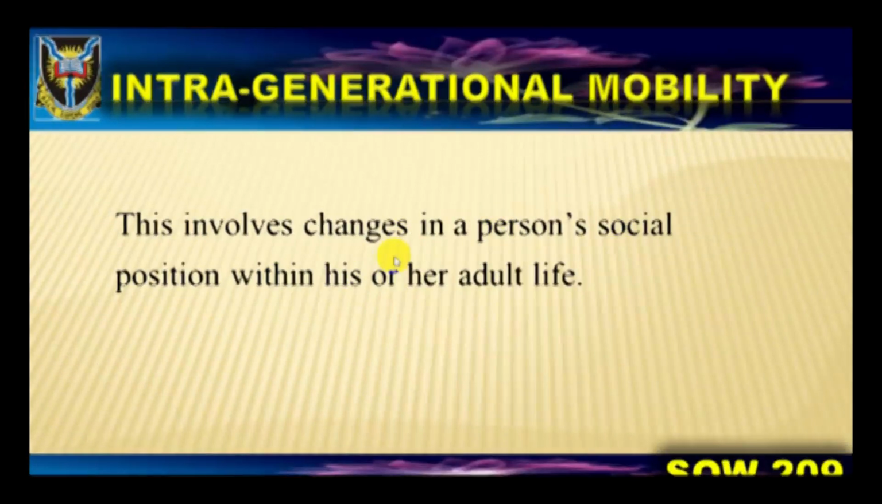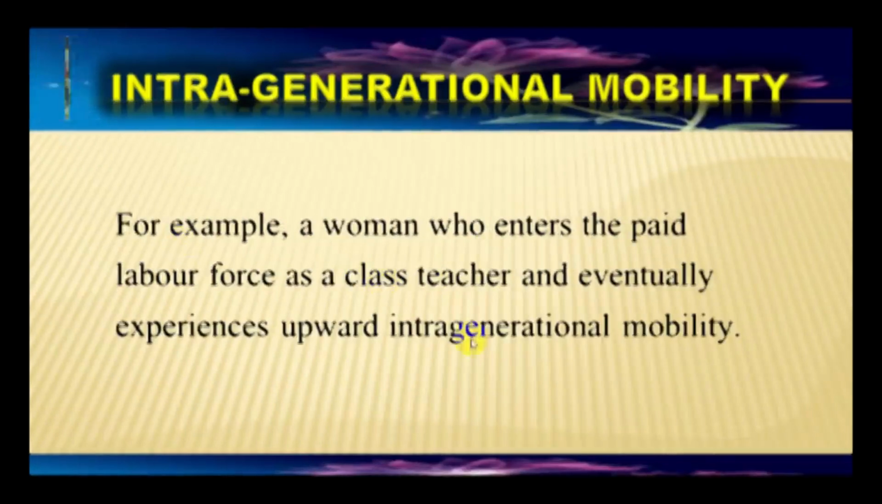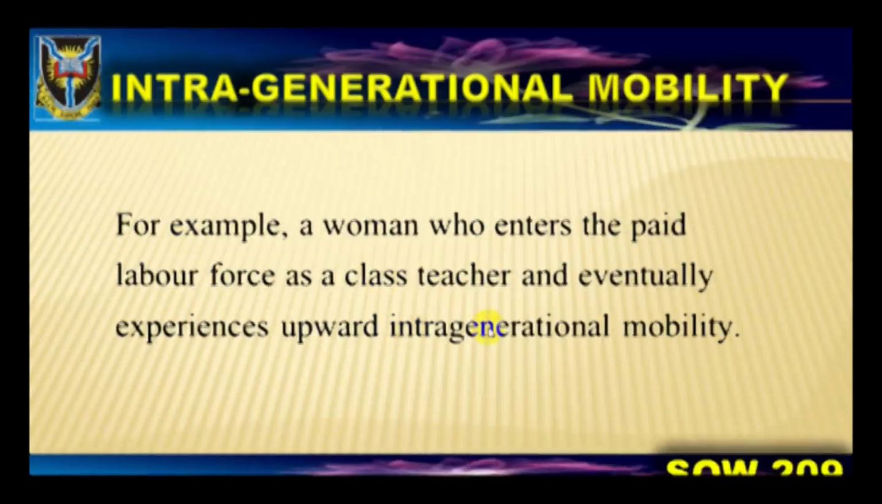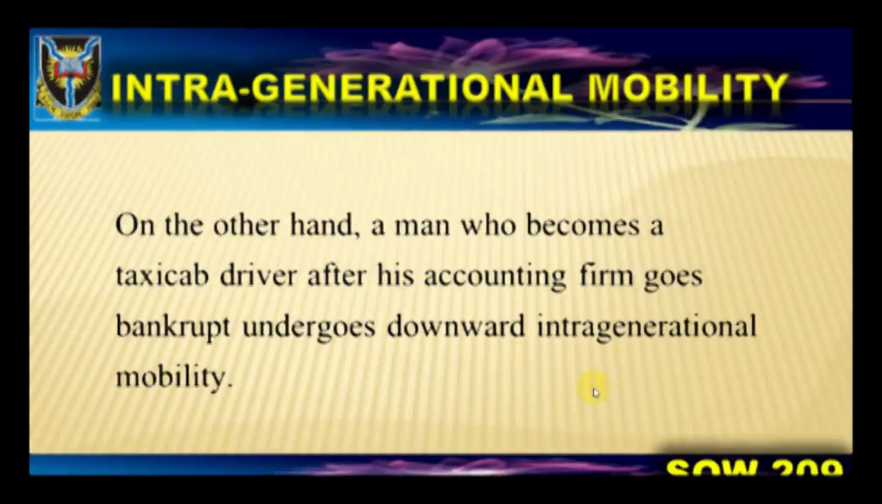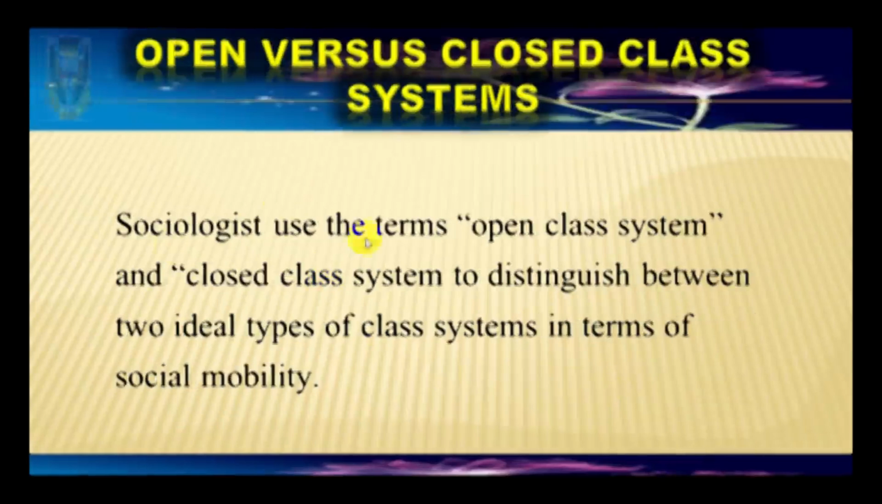Intragenerational mobility. This involves changes in a person's social position within his or her adult life. For example, a woman who enters the paid labor force as a class teacher and eventually becomes a principal experiences upward intragenerational mobility. On the other hand, a man who becomes a taxi cab driver after his accounting firm goes bankrupt undergoes downward intragenerational mobility.